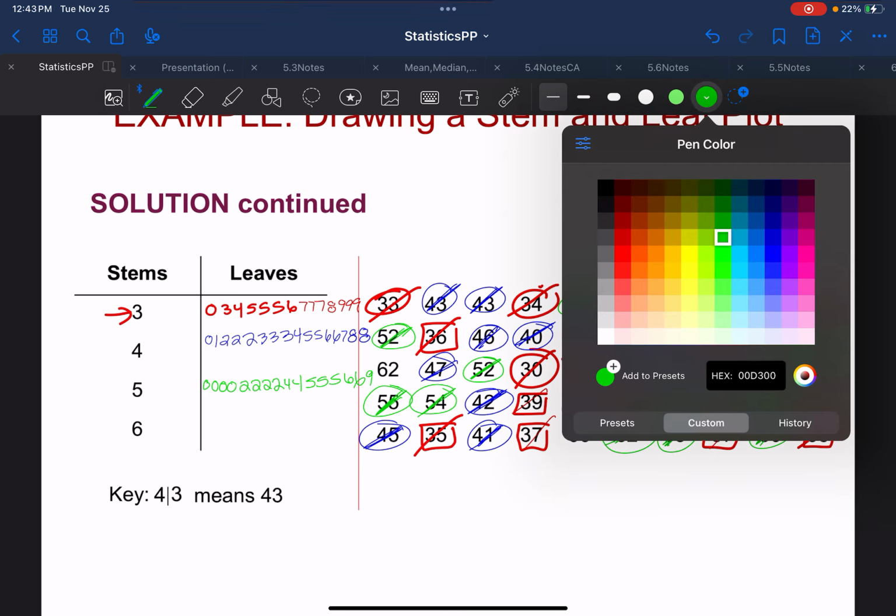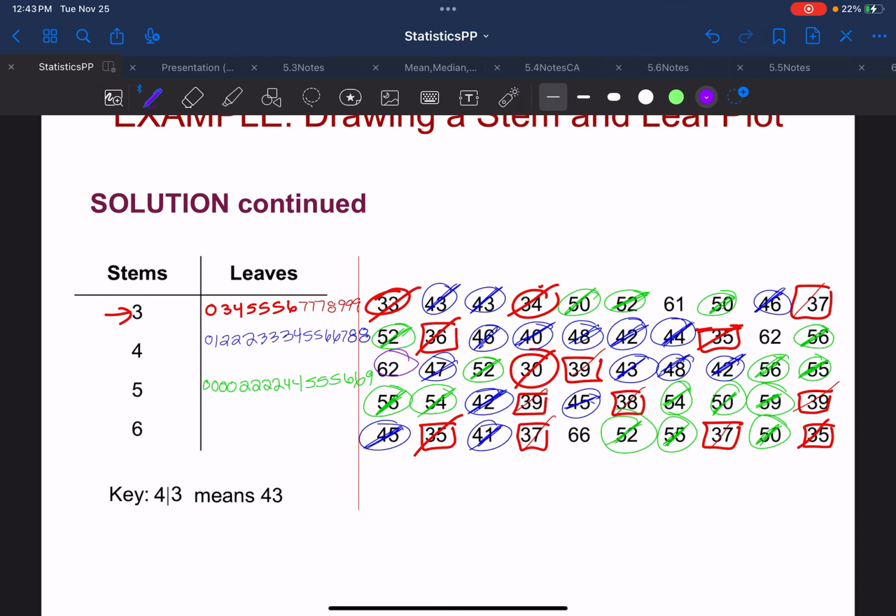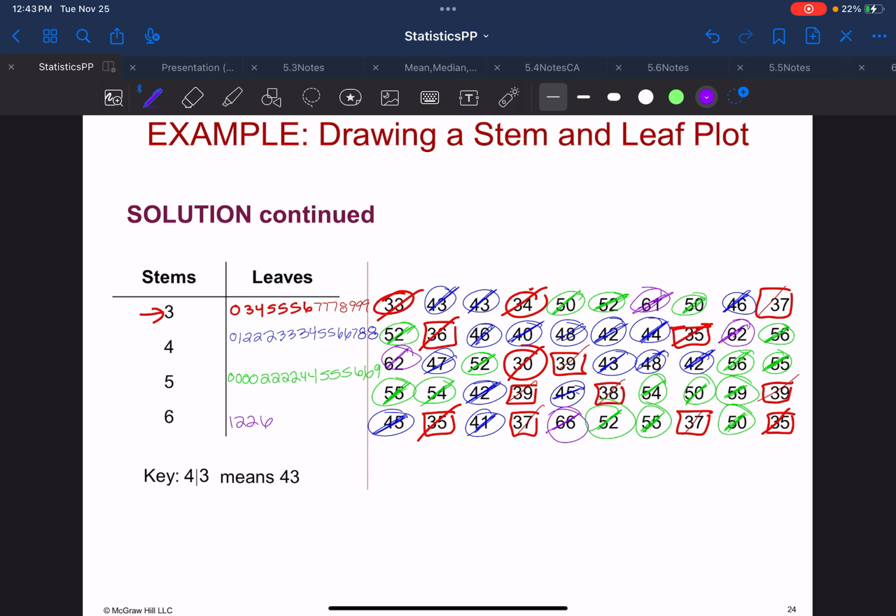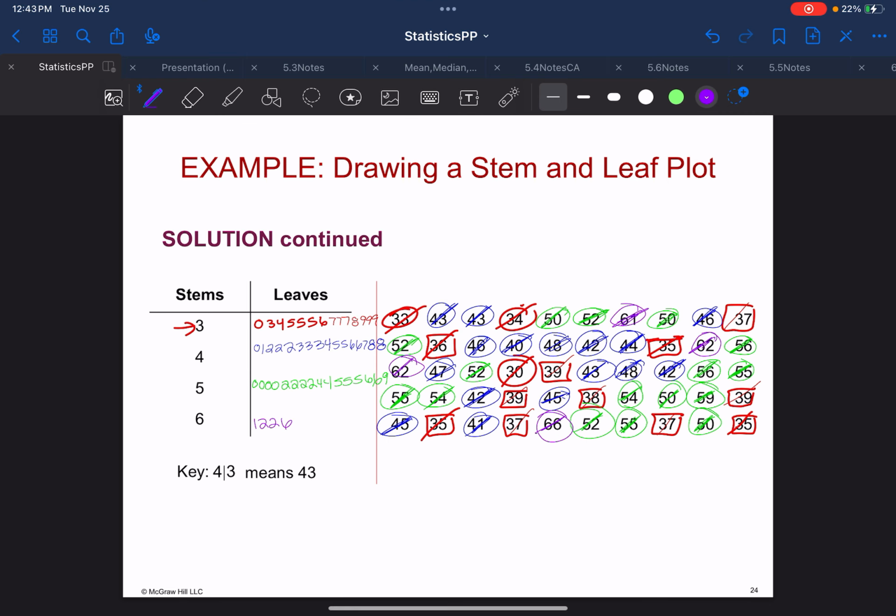And then finally, we have all the numbers in the 60s. So I have a 62 there, a 61, a 62, and a 66. So I would start with the 61. So the 1 would go as a leaf. Cross that out. And then I have 2 62s. So that would be 2 2s. And then I have 1 66. So that would be 1 6. So that would be the complete filled out stem and leaf plot for this data set.